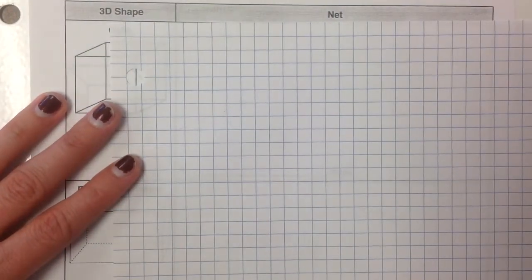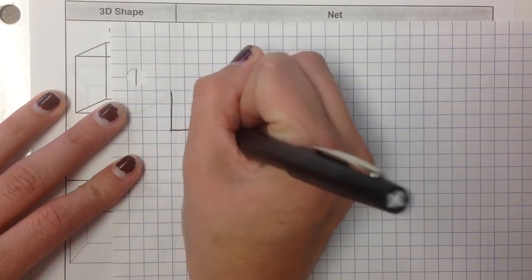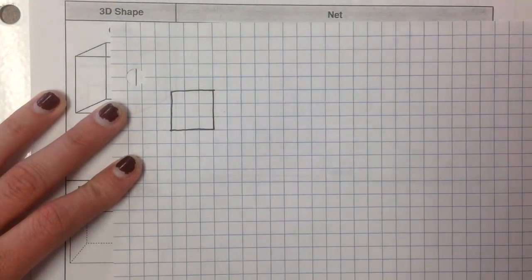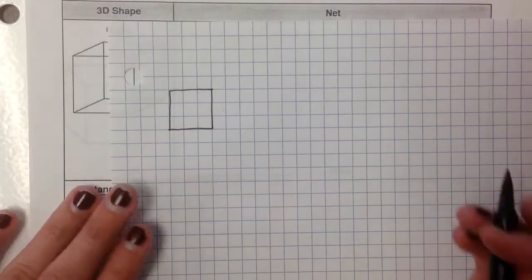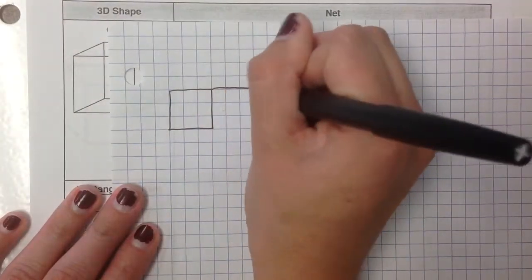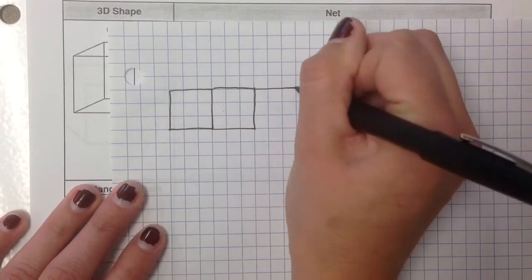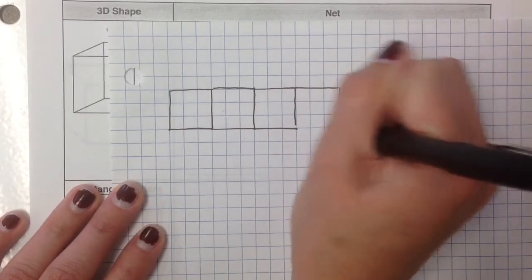So on my graph paper, I'm going to leave some space on top, and I'm going to have a square that's a 3 by 3. So first, I've got my 3 by 3 square, but again, we need 4 going across. So I'm going to draw 3 more of those connected. Another 3 by 3, another 3 by 3, and one more 3 by 3.